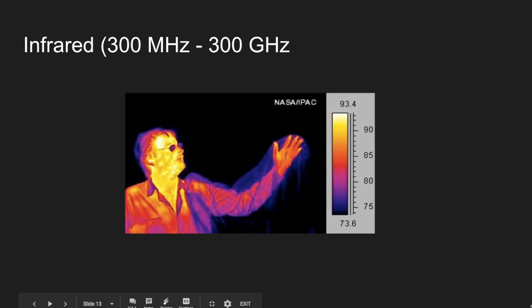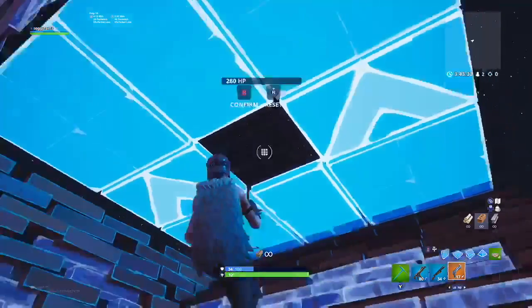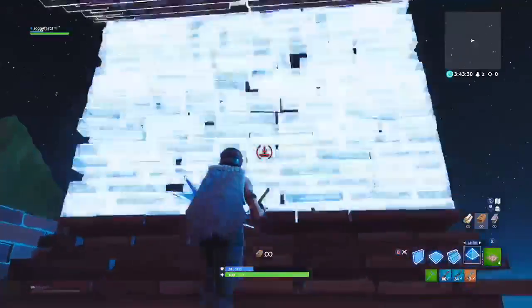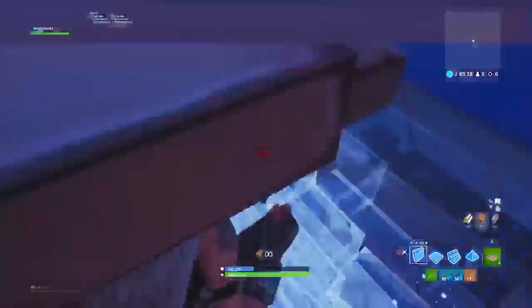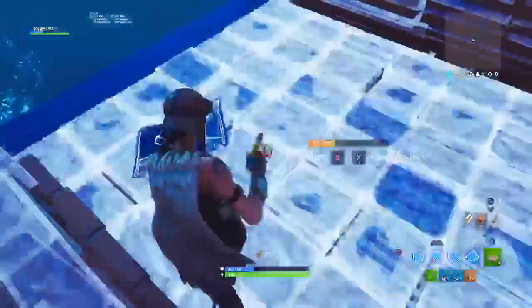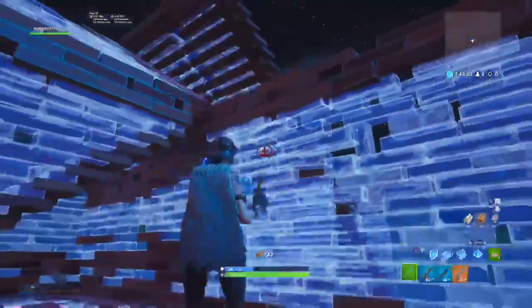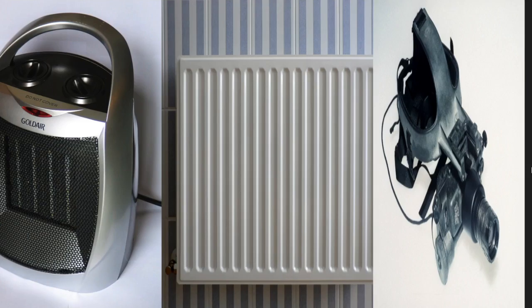Infrared waves are third on the list of the electromagnetic spectrum. They are a form of electromagnetic radiation with wavelengths ranging from about 1 meter to 1 millimeter, with frequencies between 300 megahertz and 300 gigahertz. Some everyday uses are an electric heater, a fire or a radiator emitting warmth, a Blu-ray player, or a microwave.